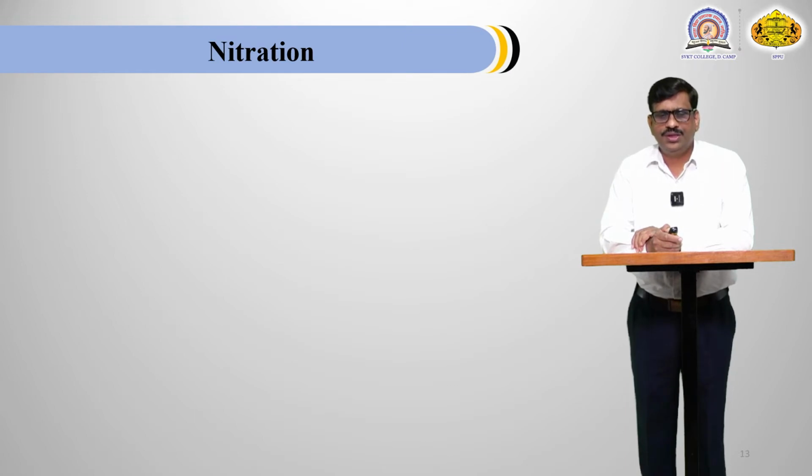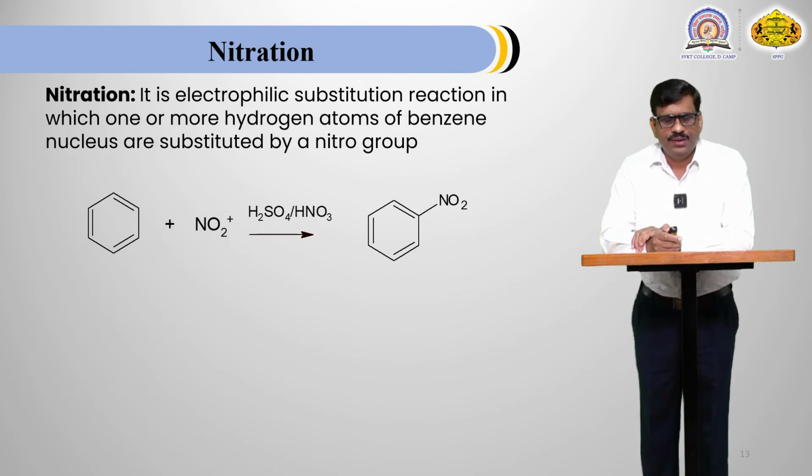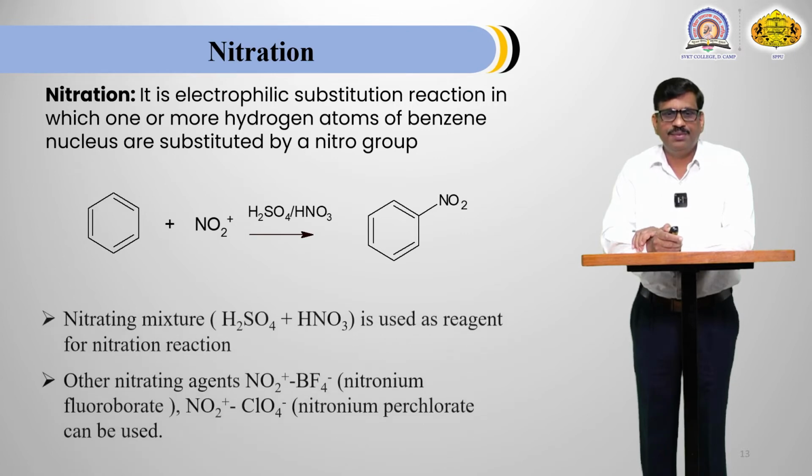Now we are going to see the nitration reaction in detail. In nitration, one or more hydrogen atoms of the benzene nucleus are replaced by NO2 group. It is an electrophilic substitution reaction. In nitration, NO2+ acts as the electrophile. It is generated from concentrated sulfuric acid and concentrated nitric acid. A mixture of these two acids is called the nitrating mixture.